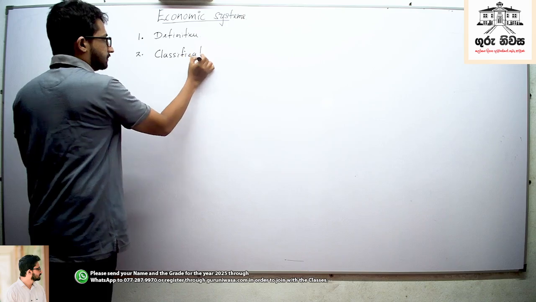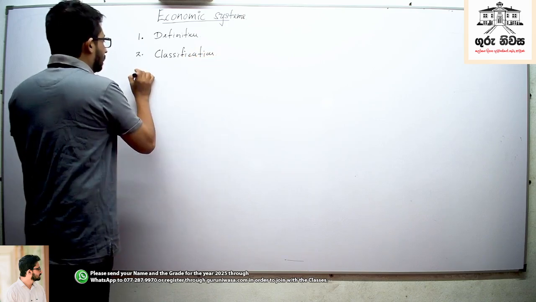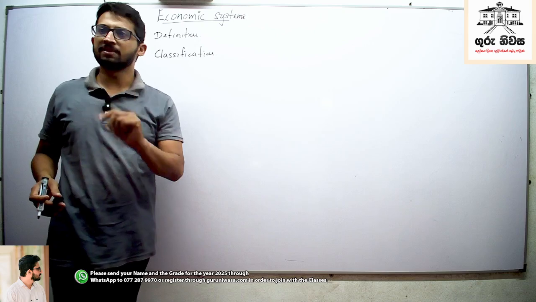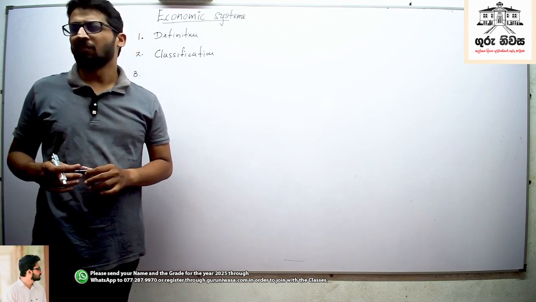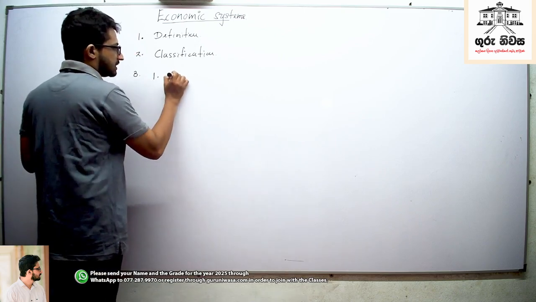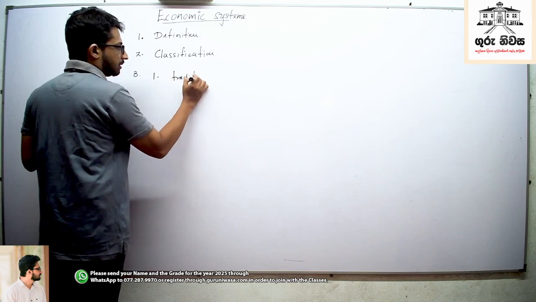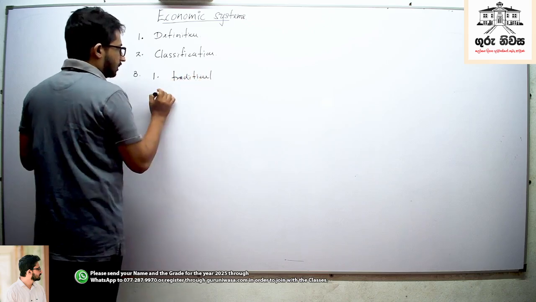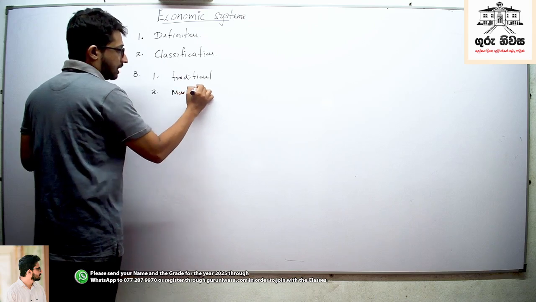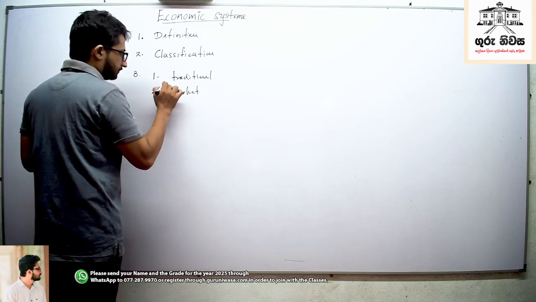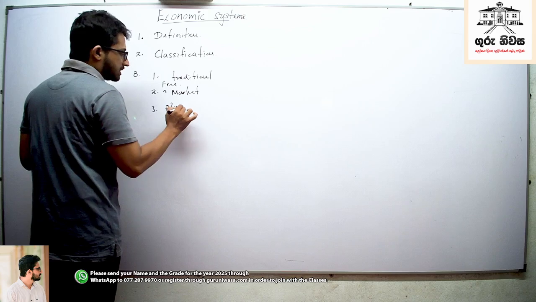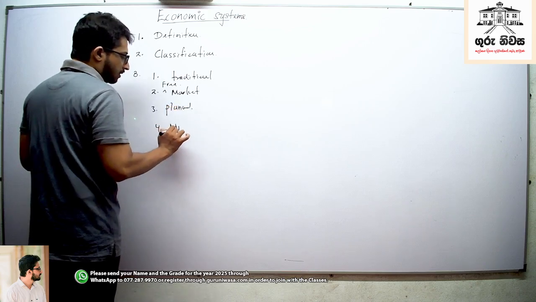Third one is classification. Based on this classification, at your level we can recognize mainly four economic systems. Mainly three. First one is the traditional economic system. Second one is the market economic system, the free market economic system. Third one is the planned or command economic system. The last one is the mixed economic system.